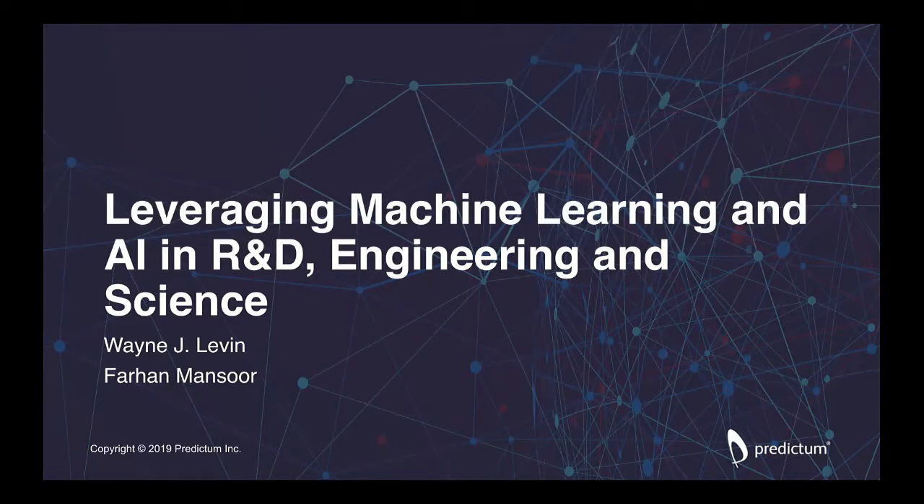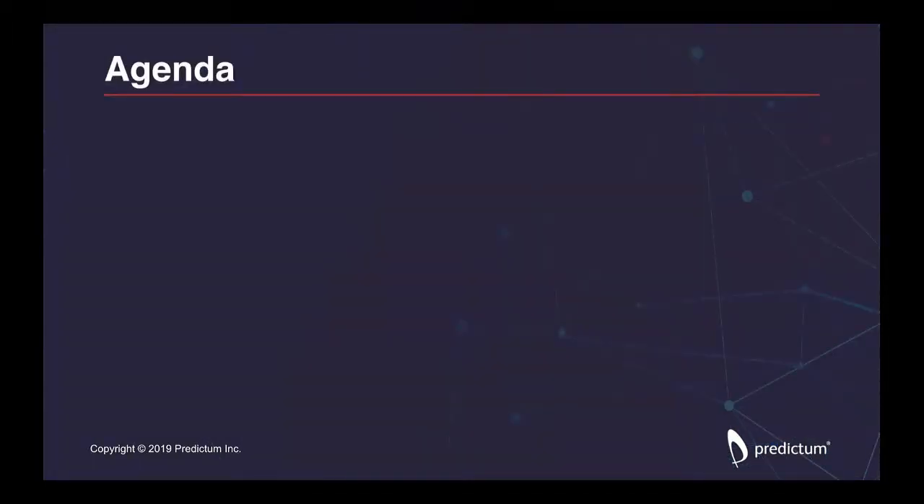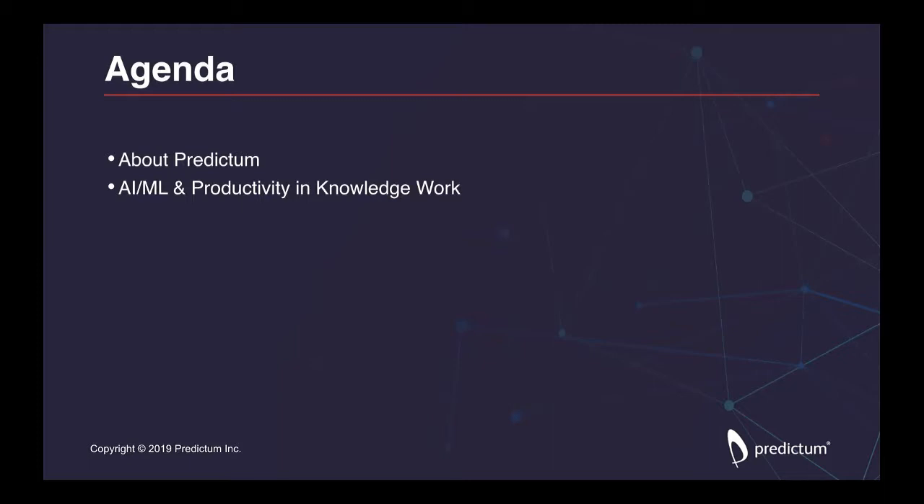So I thought what might help is, it's not letting me advance terribly easily. Okay, first, if I may, let's go through an agenda just so we know what's coming up. We'll talk a little bit about our company, not for very long, just a couple minutes about Predictum, just so you know where we're coming from. We'll then talk about artificial intelligence and machine learning and productivity and knowledge work generally. And when we say knowledge work, we're talking about engineers, scientists, business analysts, and the like.